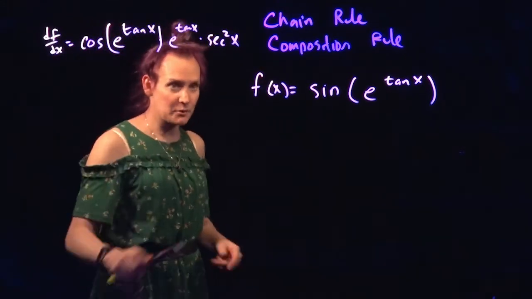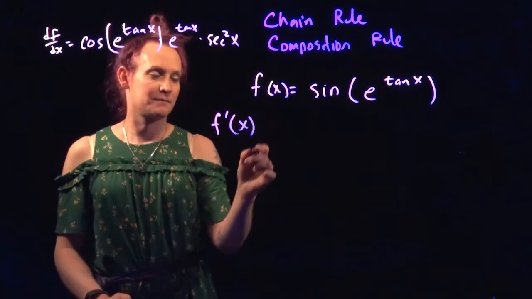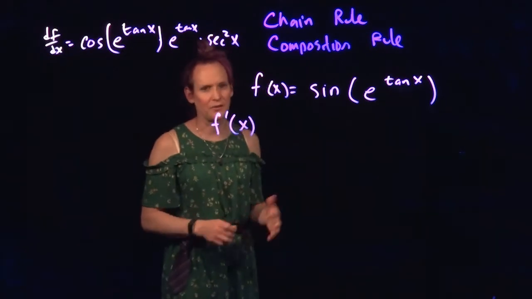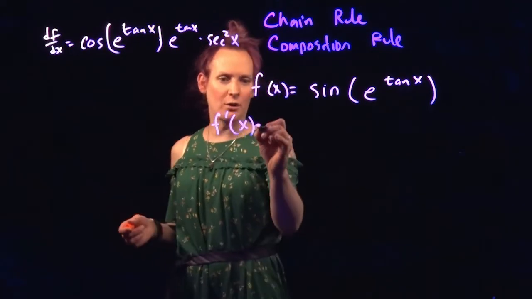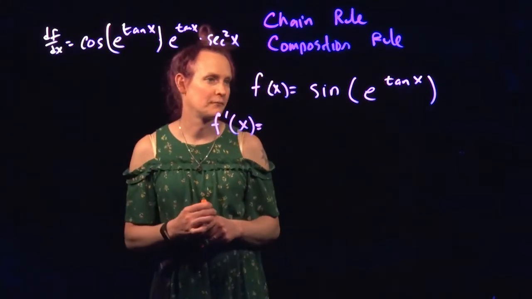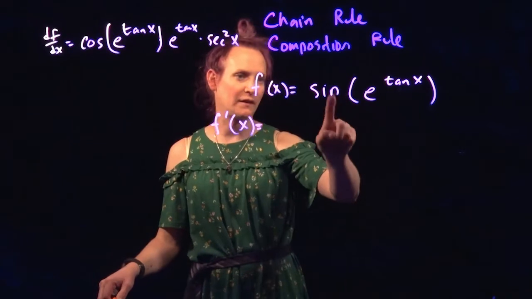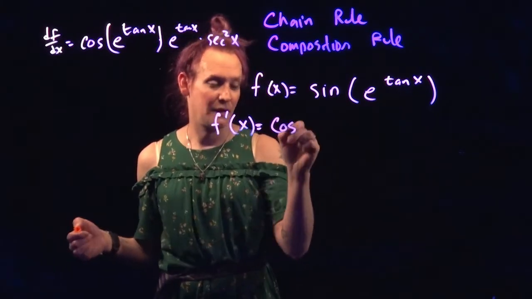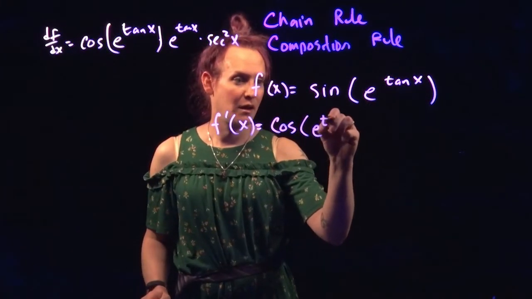So when I write down f prime of x, I'm going to approach this function, and I'm an outside-in person today. And so I'm going to look at what is the outermost function. The outermost function isn't tangent. The outermost function isn't e to the. The outermost function is sine, and the derivative of sine is cosine. And the inside stays the same.